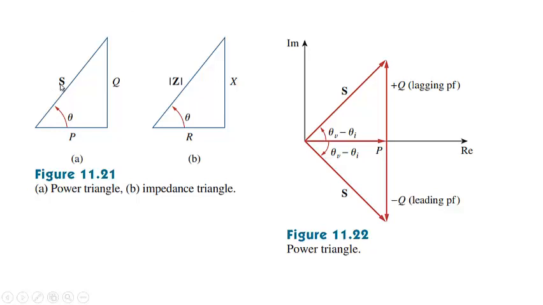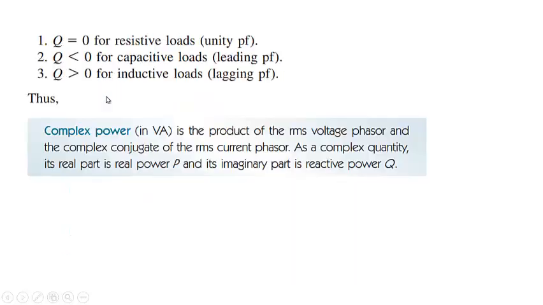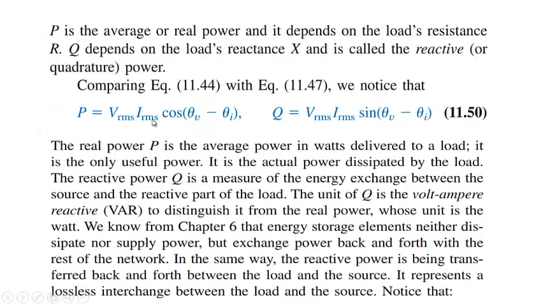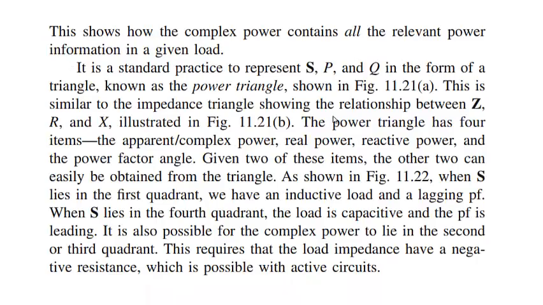This is S, this is P, and this is Q. Sorry, this P will be S cos of theta and Q will be S sine of theta. That is what we are getting from this. P will be S cos of theta, where theta is the angle between the voltage and current, and Q will be S sine of theta, where S is the hypotenuse of the triangle.